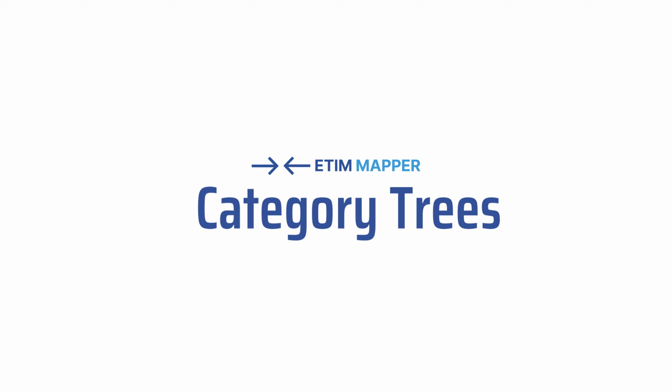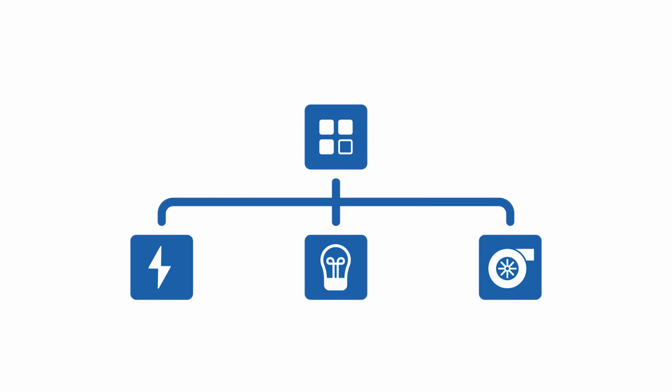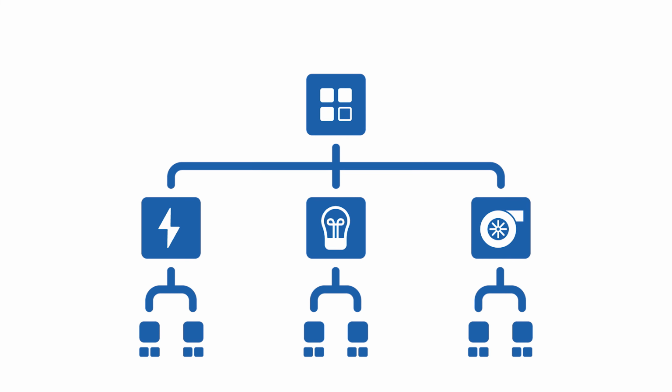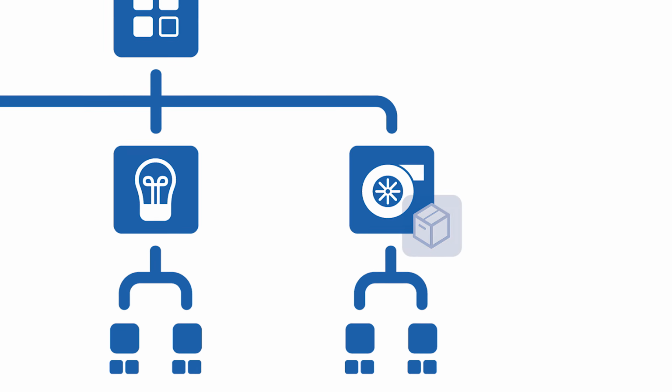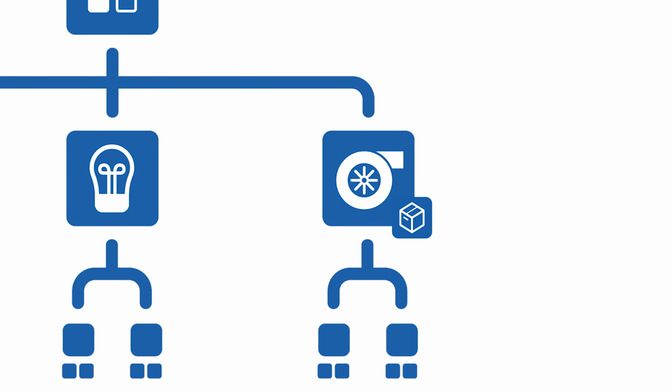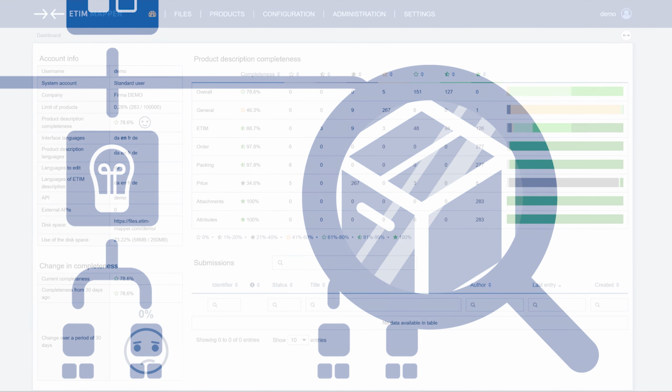Category trees. A category tree is a hierarchical structure that organizes products into logical, thematic groups, from general to increasingly specific. The ETIM-Mapper application allows you to define category trees and assign products to categories. This facilitates product searching and helps with product information management.